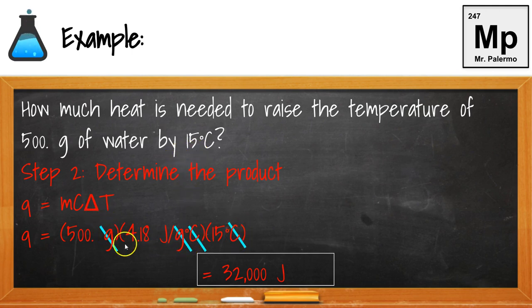You'll see that the units grams and Celsius cancel out, and we're left with joules, which is going to be our unit for Q, our heat. And then we simply multiply 500 times 4.18 times 15, and we get an answer of 31,500 joules. If you are rounding to proper significant figures, we'd round to 32,000 joules of heat energy is required to take 500 grams of water and increase the temperature by 15 degrees Celsius.